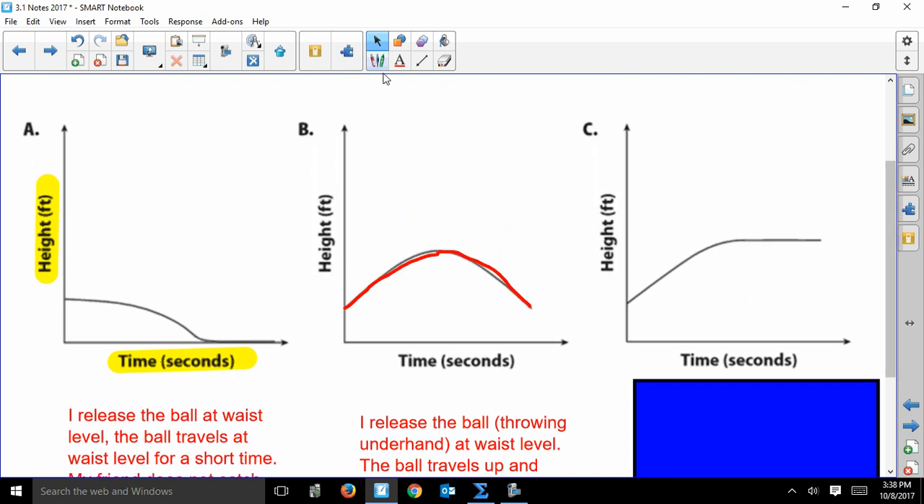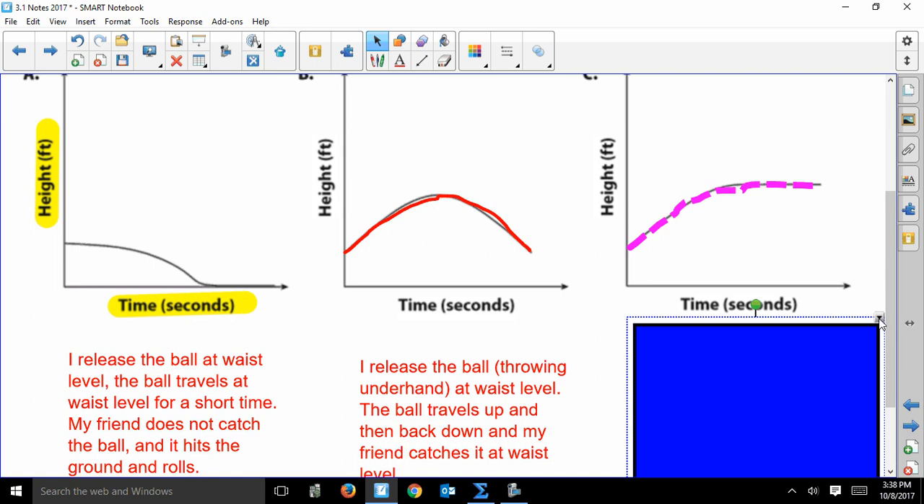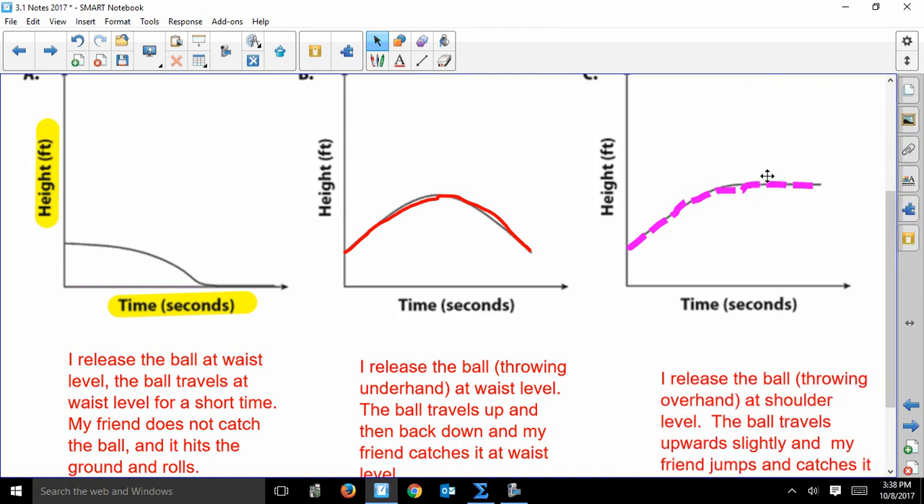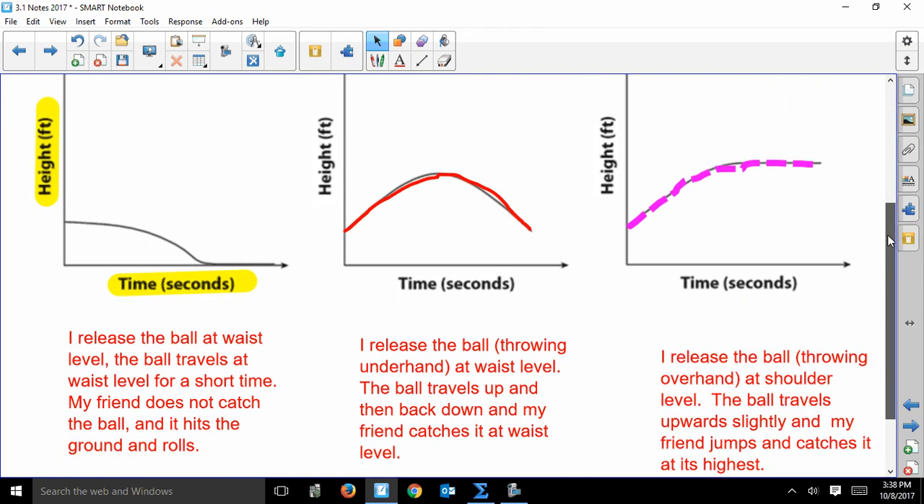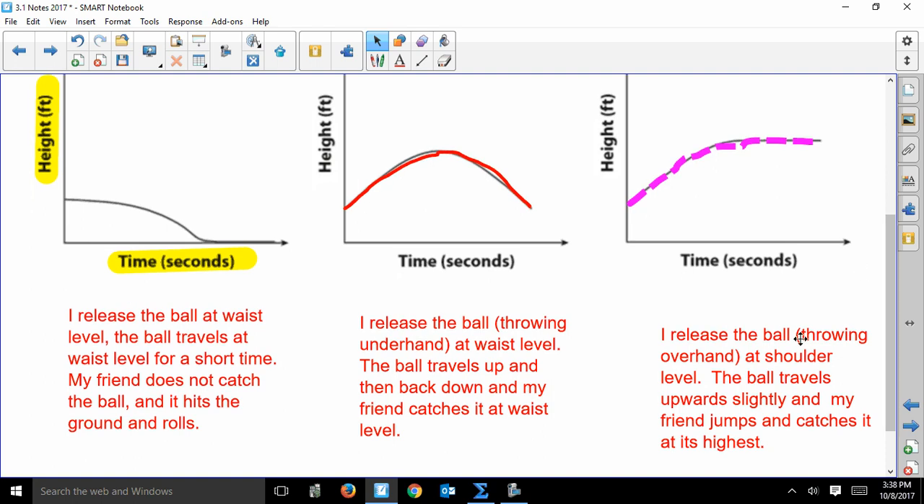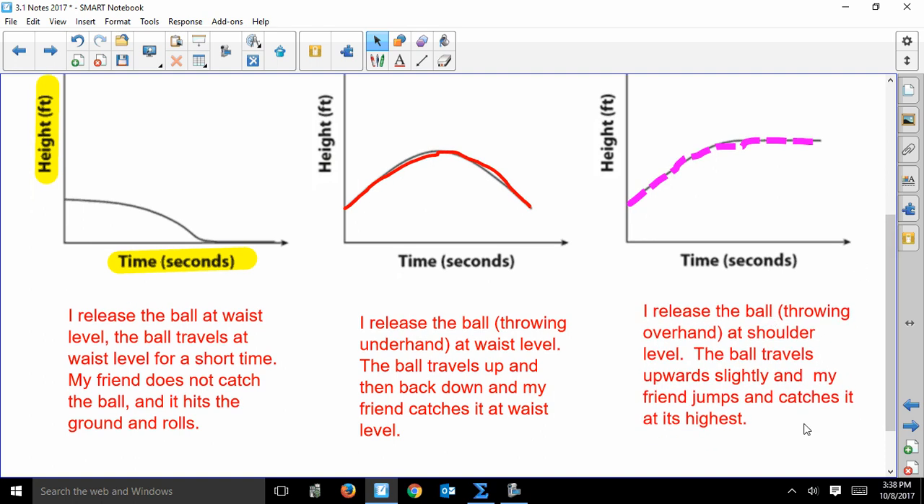With the third graph, I release the ball and the height increases, and then the height stays the same. So what's a situation that could be described by this graph? I probably didn't throw it underhand because it didn't come up and go back down. I probably released the ball throwing overhand around shoulder level. The ball travels upwards slightly, and my friend jumps up and catches it while it's still at its highest level.